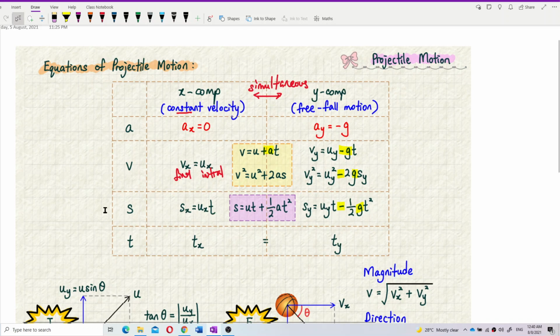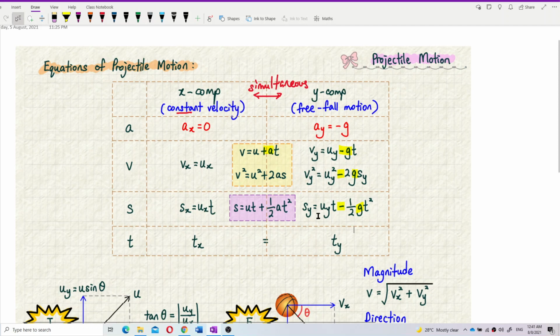Okay, s equal to ut. To find the displacement, we use s equal to ut minus half gt squared. So very simple. Let's say the question wants us to find the x component velocity at any point. This is the formula: vx equal to ux. What's the y component velocity at any time? This is the formula to use to find the y component velocity. Let's say I want to find the horizontal displacement at any point, just use sx equal to uxt.